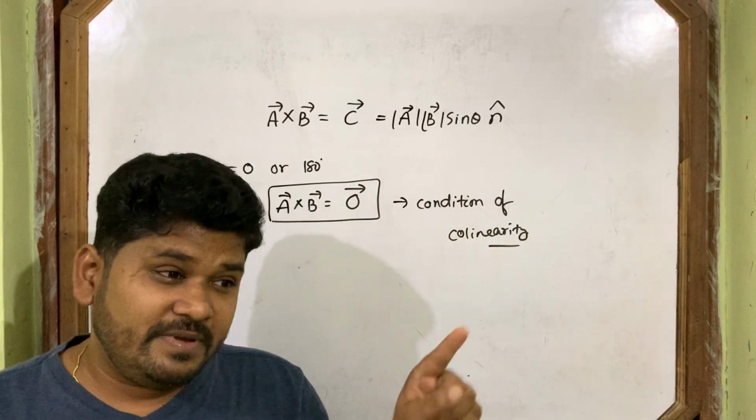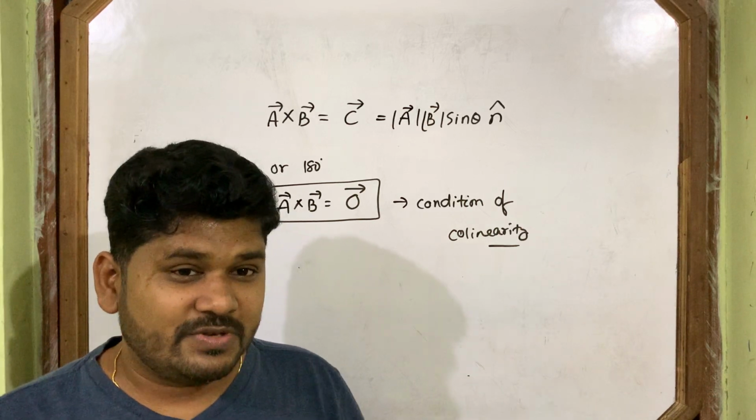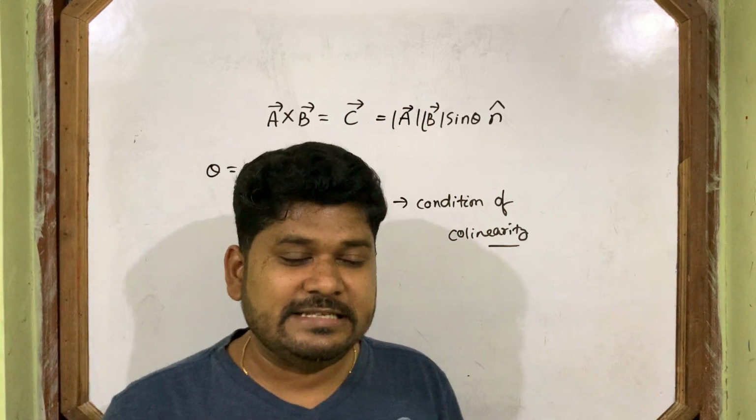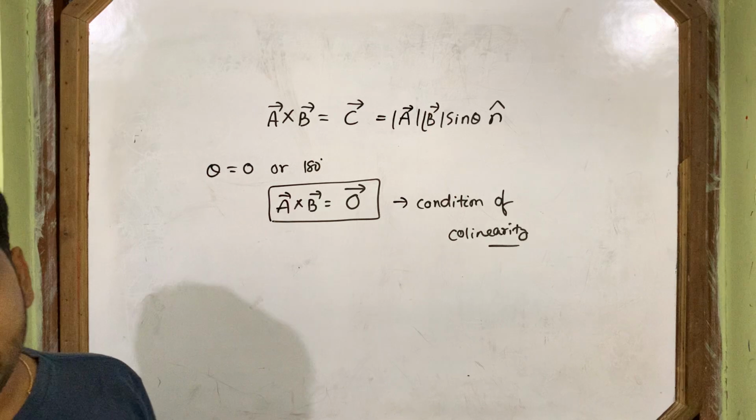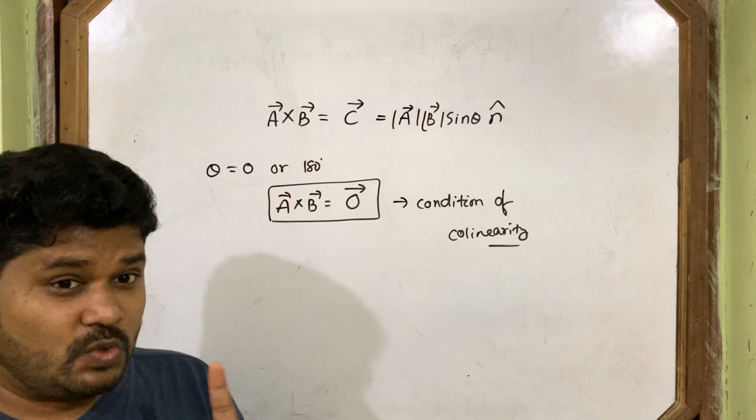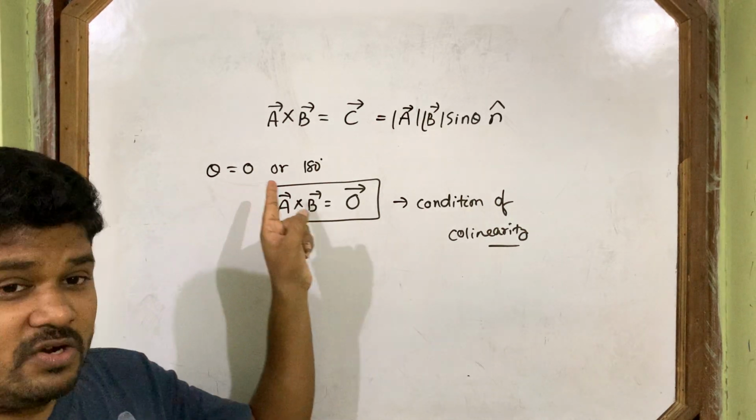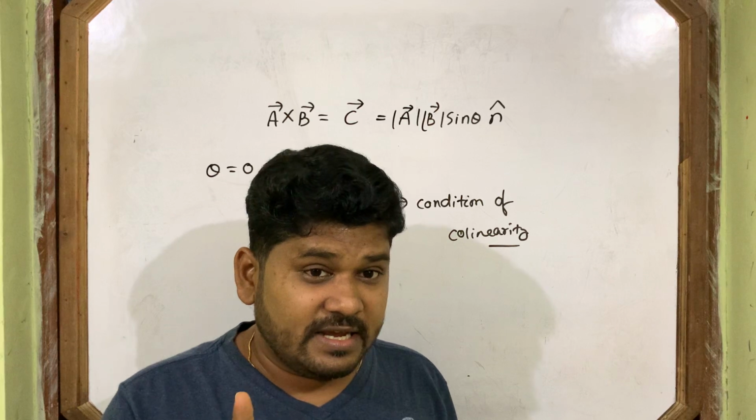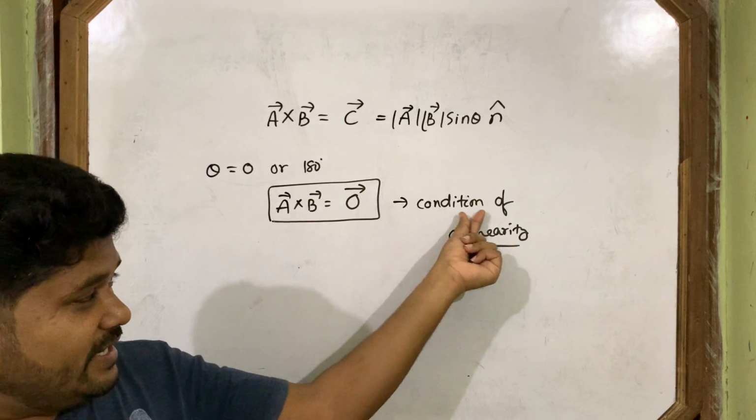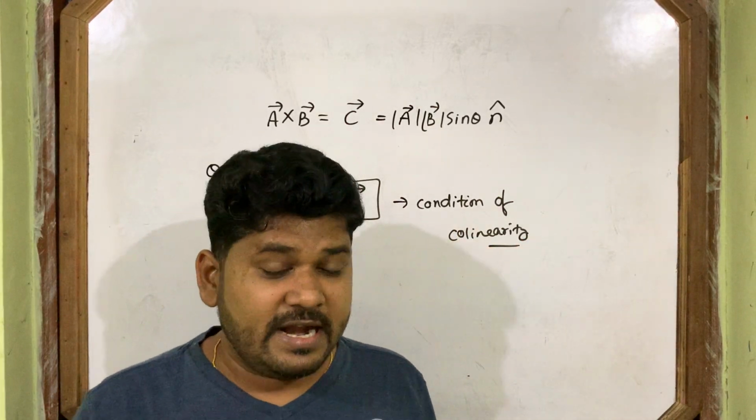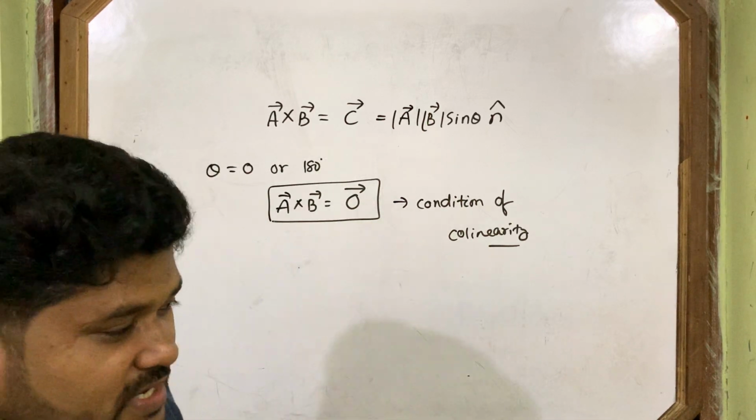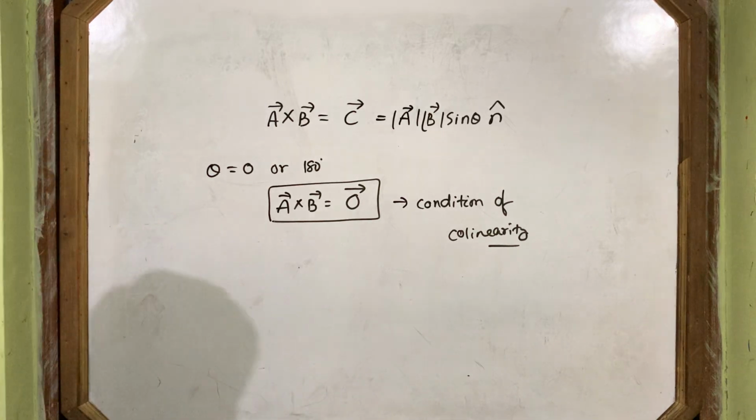If A vector dot B vector is equal to 0, then what is your conclusion? Two vectors are perpendicular to each other. But if A cross B is equal to 0, then two vectors are collinear. But you cannot be sure whether they are parallel or antiparallel. You can say they are collinear, but you can't determine whether they are parallel or antiparallel. That's the lacuna here. So this is case number 1.